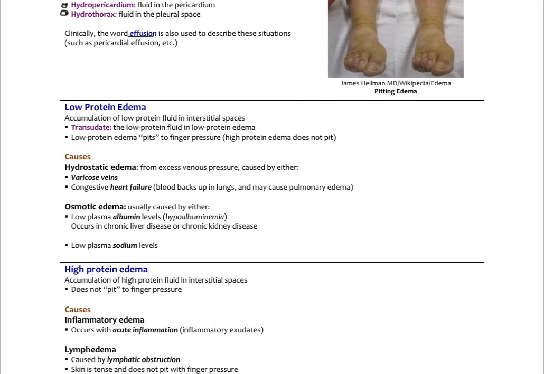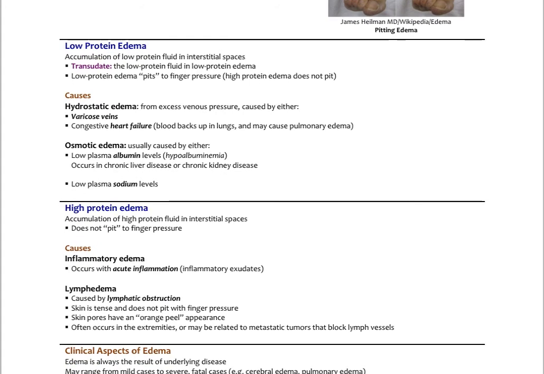So if the edema is pitting, if it retains that impression of your finger, this means that the fluid in there is very low in protein, and it's more what we call transudate. So this is basically plasma that's leaked out that doesn't have a lot of protein in it. And there are a couple of causes that are quick to sort of go down the checklist in your mind.